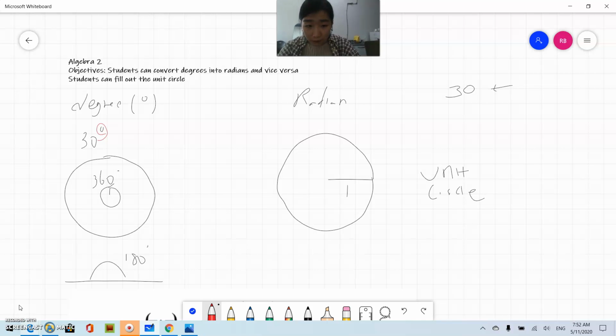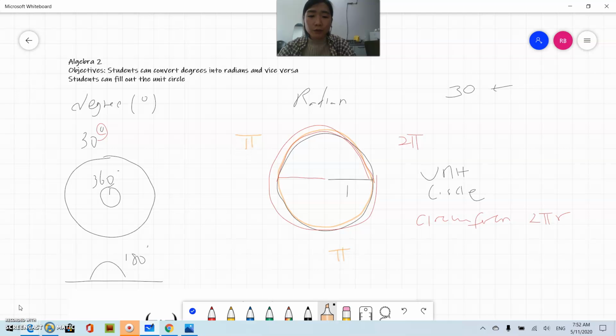So let's talk about the circumference again. I told you the circumference of a circle is 2 pi r. And r here is 1. So that means this circumference is 2 pi. Okay, so that means half of a circle, this part, would be pi. And also this half would be pi, right? Because then when you add them up, it becomes 2 pi. But we know that this much is 180 degrees, right? So that means you can create a ratio. 180 degrees is pi, okay?